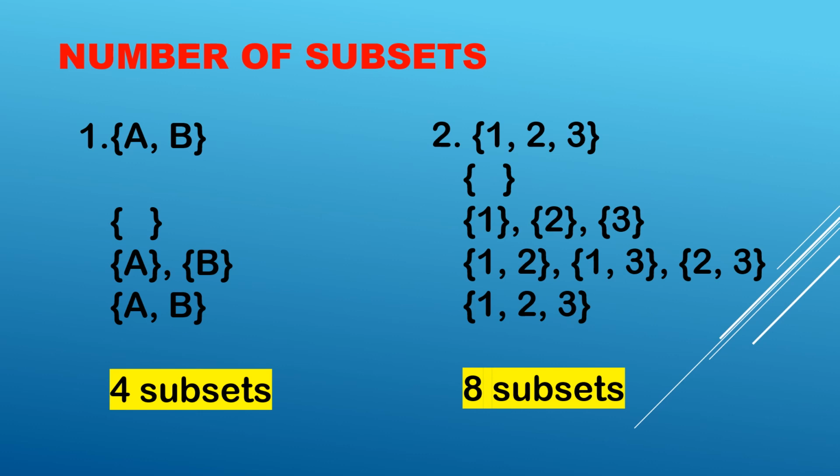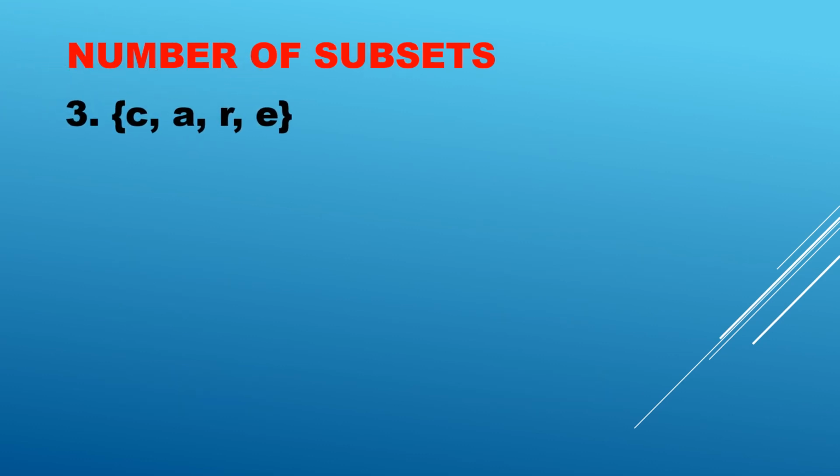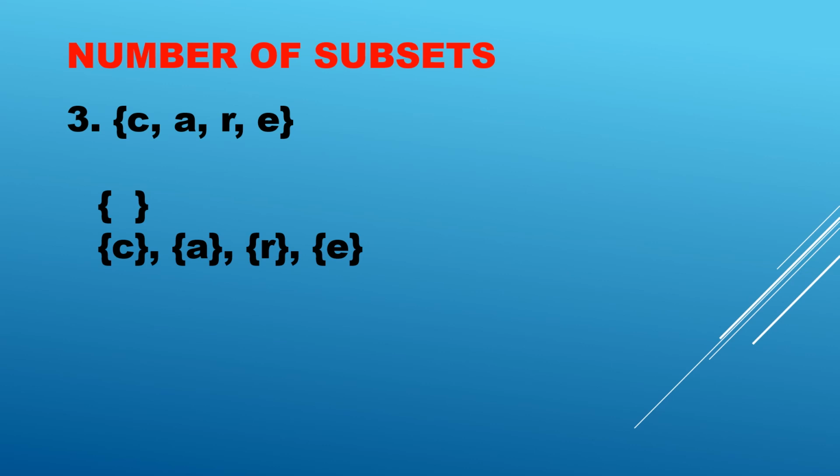What about this? We have here a set containing how many elements? 1, 2, 3, 4. So we have elements C, A, R, E. So how many elements or subsets can we form out of this given set? So let's start with empty. Okay. Then single letter. We have C, A, R, E.